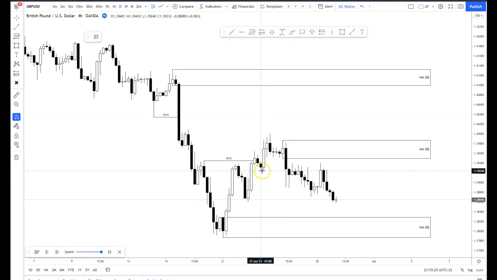I'm marking this BMS here for the order block here, and the reason I've not chosen the upper one is because it's already been mitigated. That's to say price has already returned to that one, so that's why I'm choosing the one slightly below it.